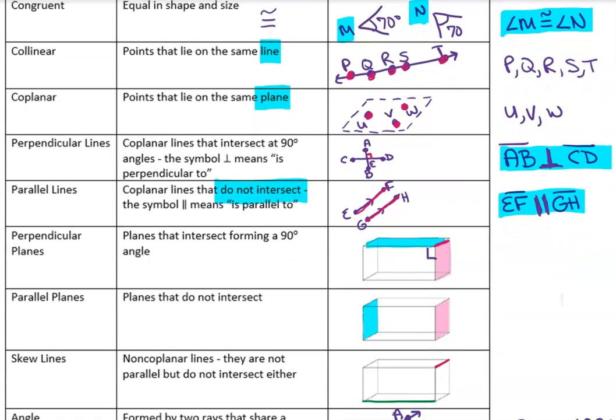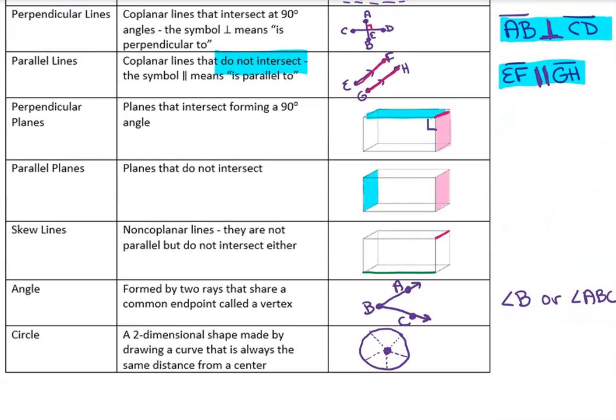Okay, so perpendicular planes are planes that will make or intersect at 90 degrees. So the blue one and the pink one make an angle of 90 degrees where they meet. Parallel planes are planes that, again, do not intersect. So they have to be way across from each other. Just like the walls of our room or the ceiling and the floor, those are parallel planes.